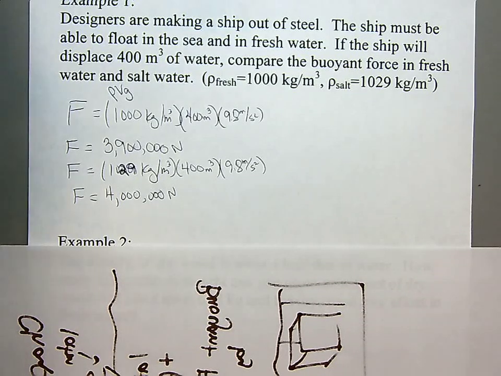To answer that question, that's the reason why, even though some boats come to a point, which makes them faster, when you come to a point, that's less volume in the water, and so that's less buoyancy. So a barge doesn't need to come to a point because we're not so worried about maneuvering and speed. We're more worried about buoyancy.